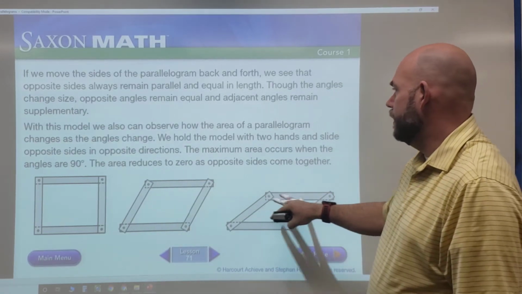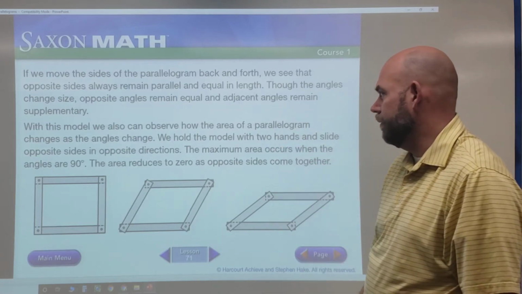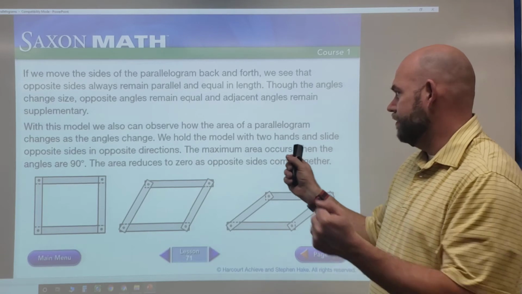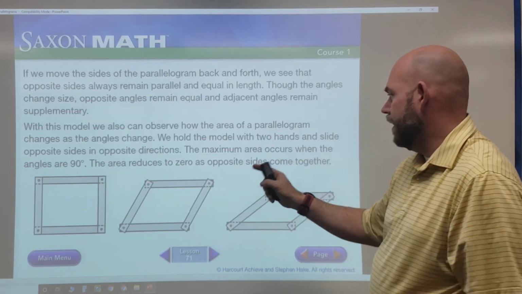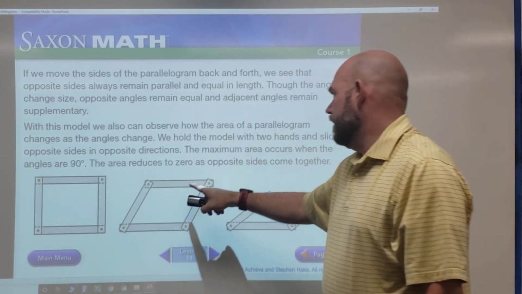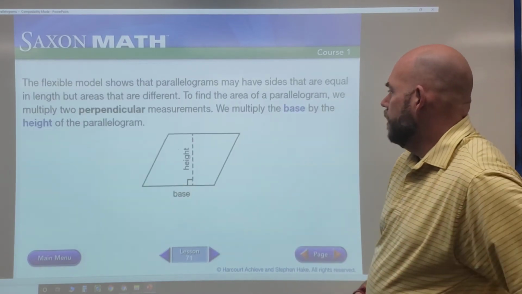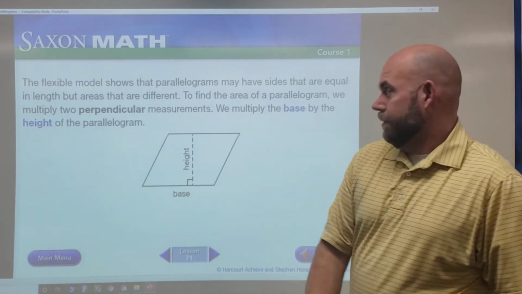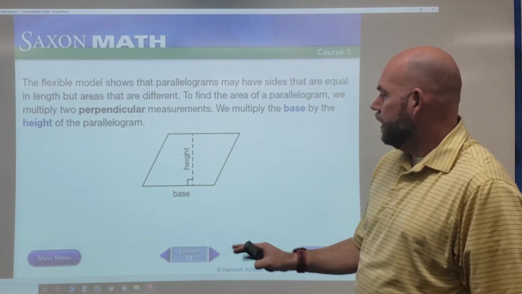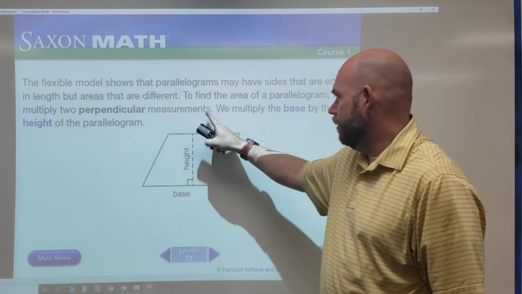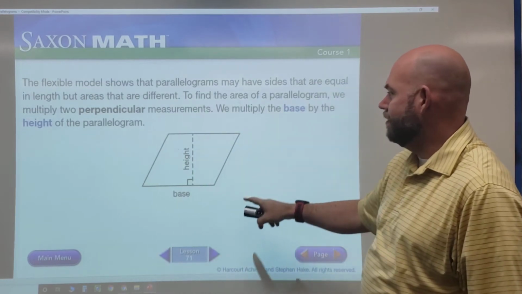So with this model, we can observe how the area of a parallelogram changes as angles change. We hold the model up with two hands and slide it, and we see that when it's 90 degrees, it looks like this. And then it reduces to 0 if we push this all the way down. Now, this is what matters. If we want to know the area of a parallelogram, the way we find that is finding two perpendicular measurements. We can multiply the base times the height.